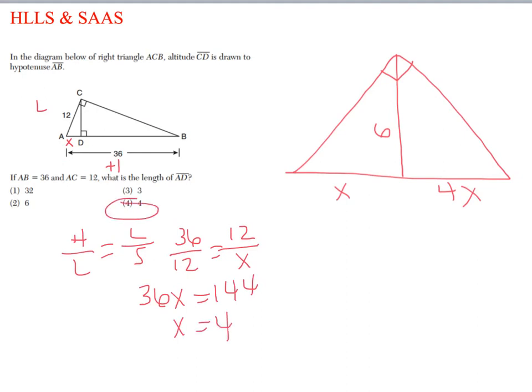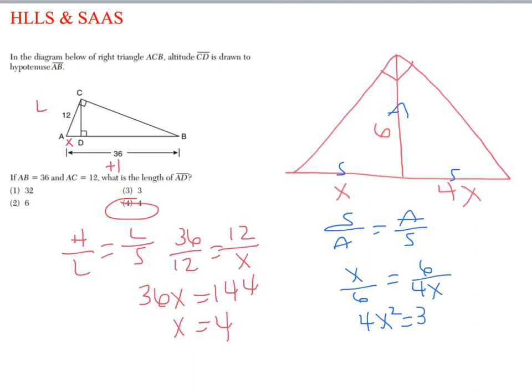For the one on the right, I'm going to use SAS because these are segments. This is the altitude. So S over A equals A over S. x over 6 equals 6 over 4x. Cross multiply, you get 4x squared is 36. Divide by 4, and then square root it, and you have your answer for x.